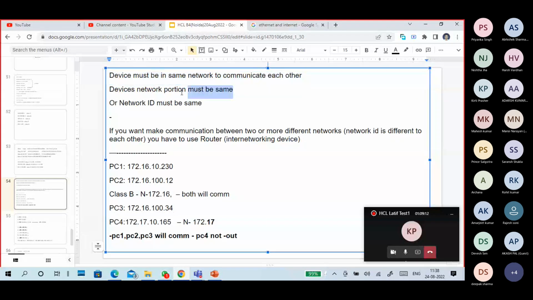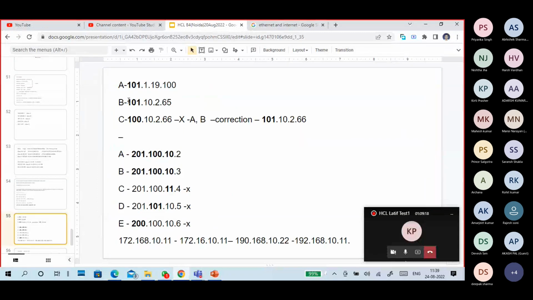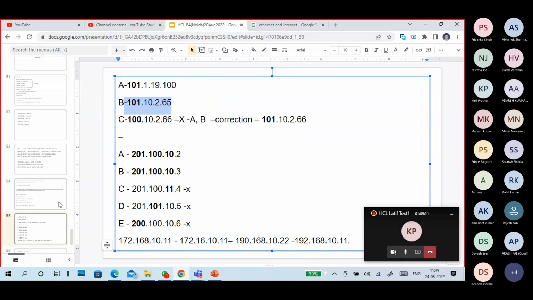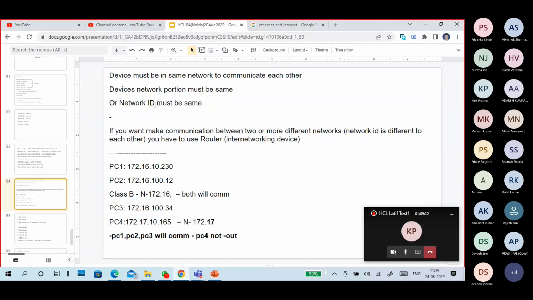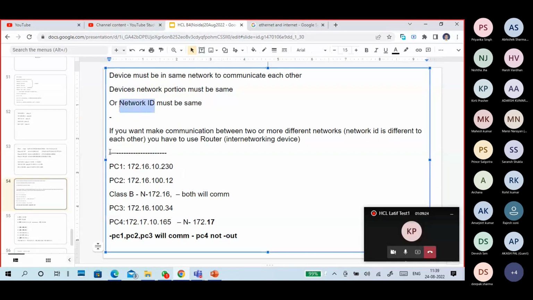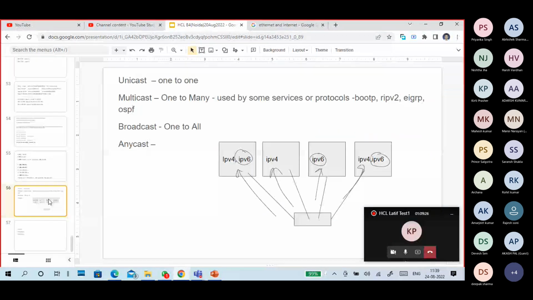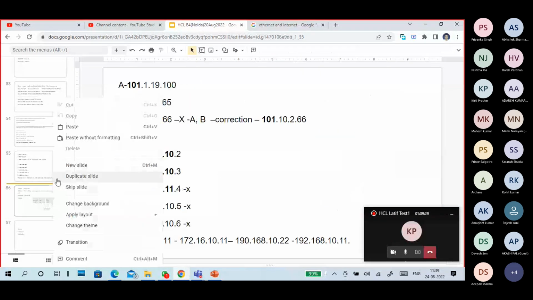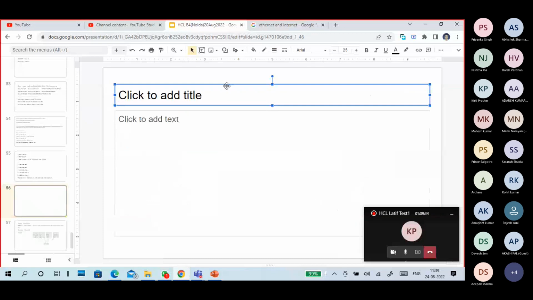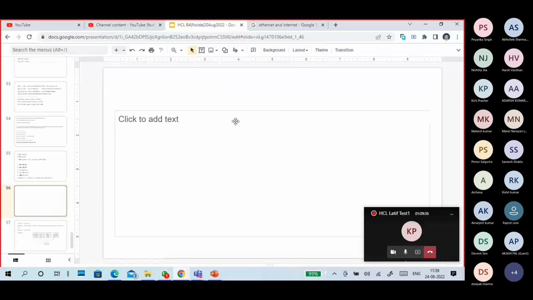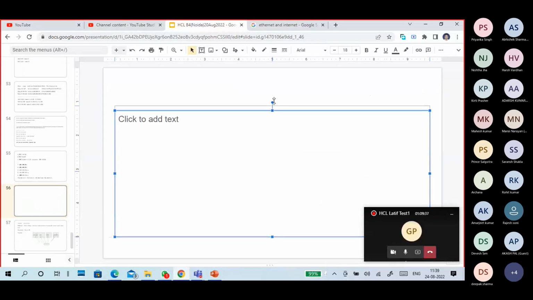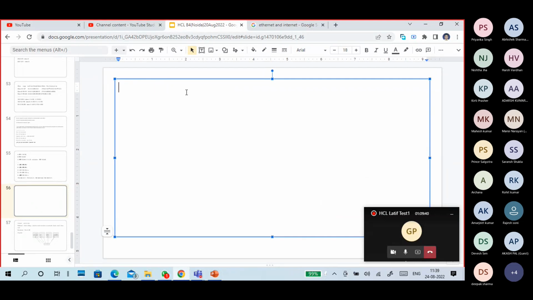Of course, this class and this class have different network IDs. I have written about the network ID, and how to find it, and I will write it here. Then I will give you a break. Yeah, tell me. If there is no IP change in the case of C, then no internetworking is possible.